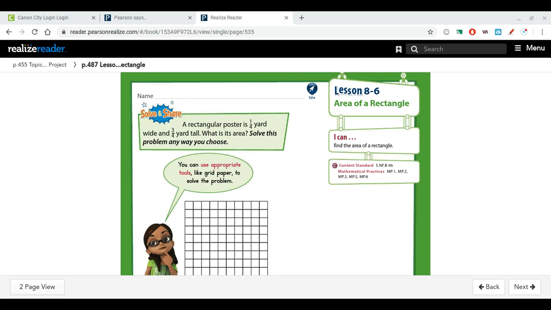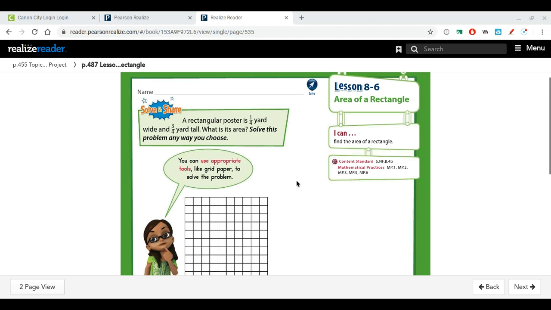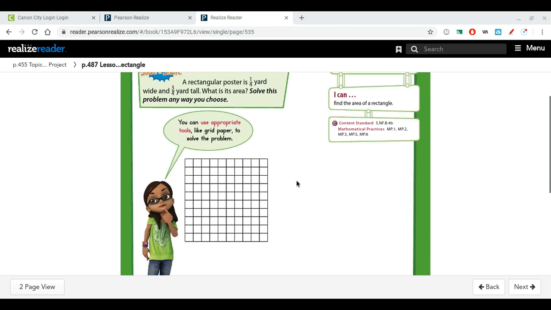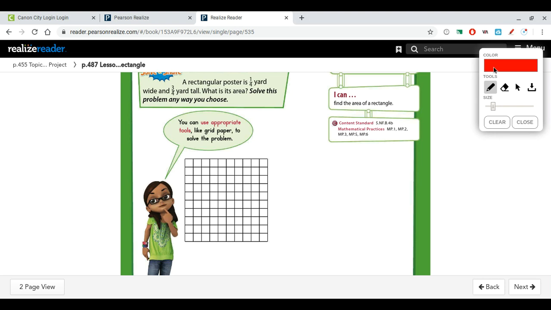So if we take a look at our solve and share, it says a rectangular poster is 1/4 yard wide and 3/4 yard tall. What is its area? Solve this problem any way that we choose. So if it is going to be 1/4 yards wide and 3/4 yards tall, if I use a grid to help me solve this, the first thing I need to do is find how many squares I would use to represent my total unit.